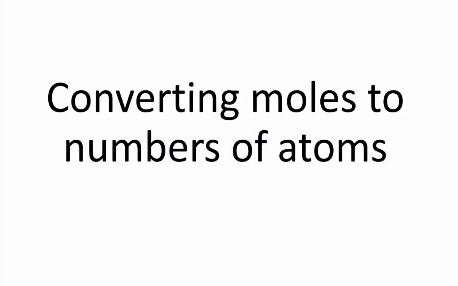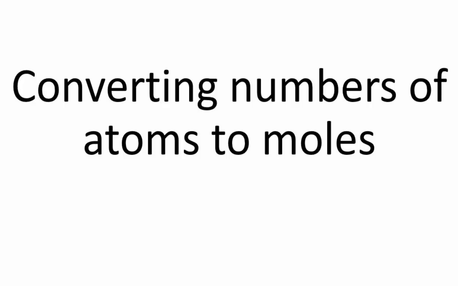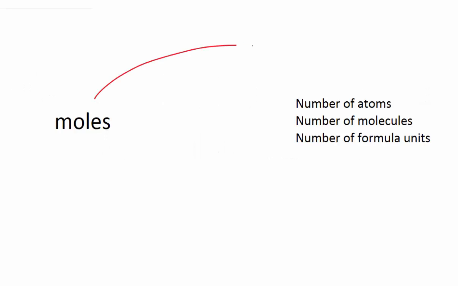This tutorial is about two things: how to find the number of atoms you have in a particular amount of substance, or how to find the amount given the number of atoms that you have. Moles, or amount of substance, is converted to the number of atoms, the number of molecules, or the number of formula units by multiplying by Avogadro's number. That's 6.02 by 10 to the 23.